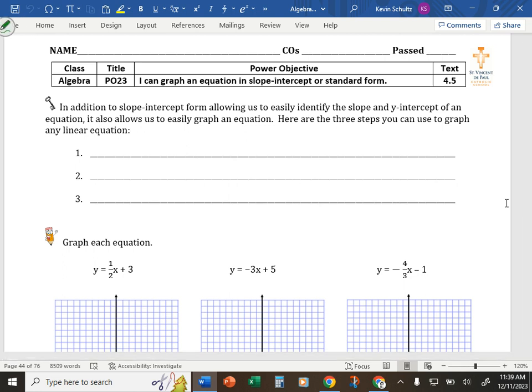Forging ahead. Zoe, you lost already. Yeah, forging ahead with PO23.